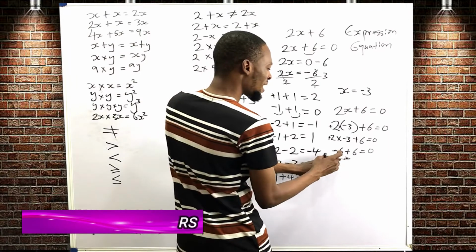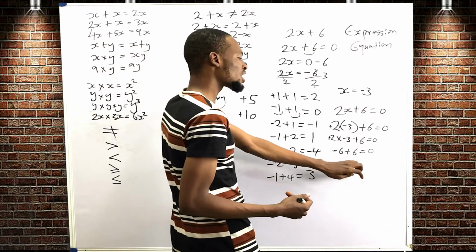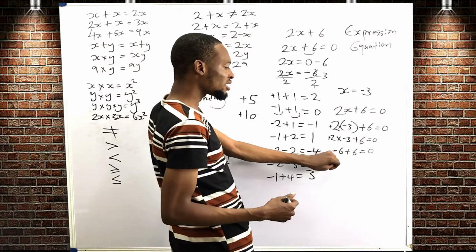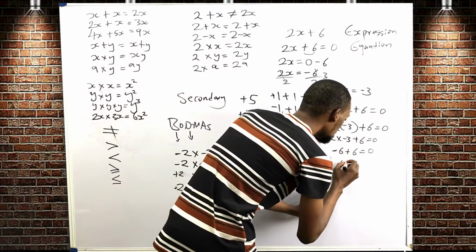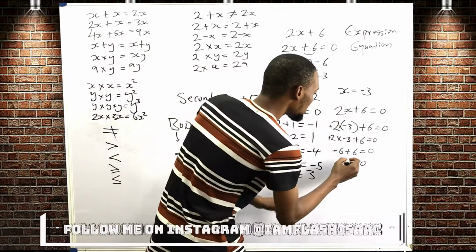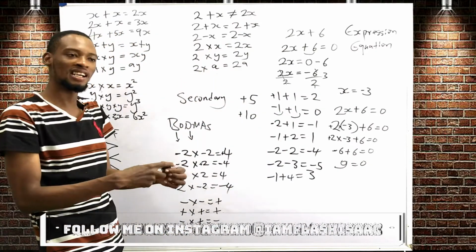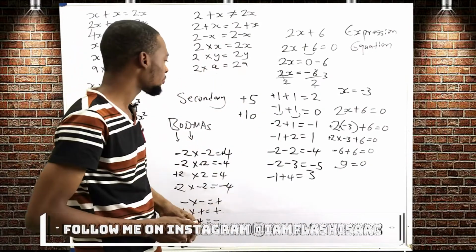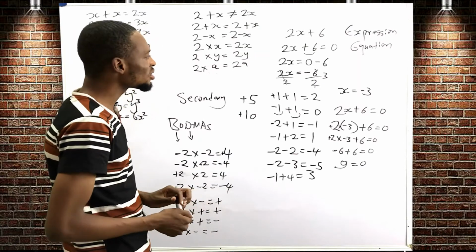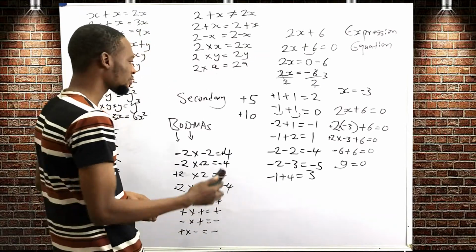Now, minus means you are owing. Plus means you have. You are owing 6 and you paid 6. You have 0 equals 0. That means everything here is 0 equals 0. So the equation is balanced. The left hand side is equal to the right hand side. The next thing you look at is opening of brackets.